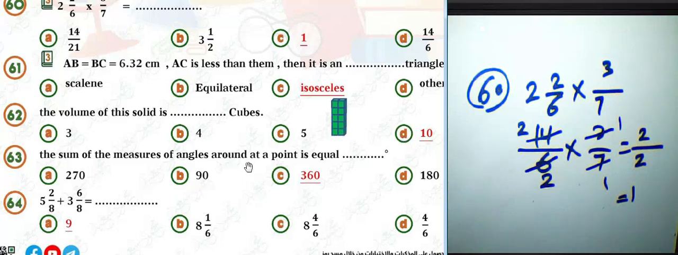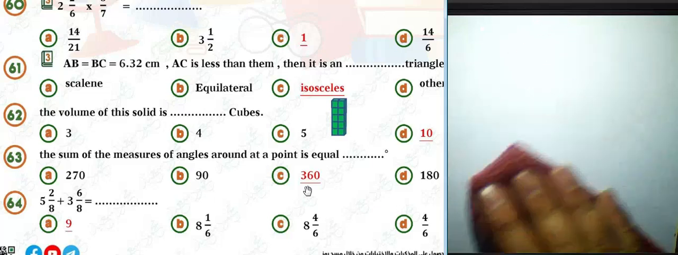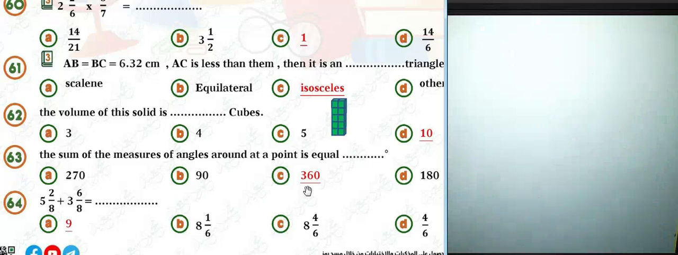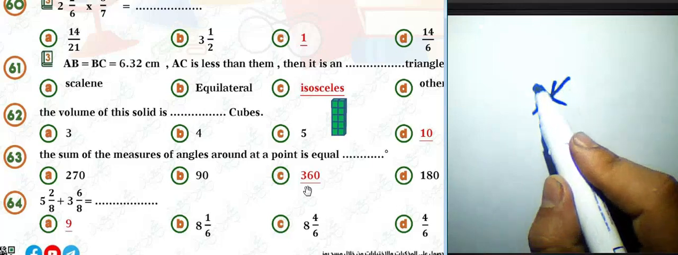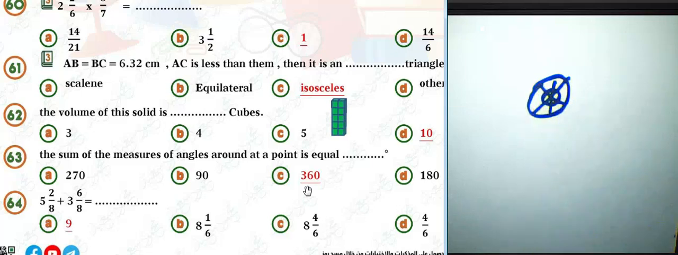The sum of measure of angles around the point equals 360 degrees. Okay, 360 degrees. Or he can ask you another question. The sum of interior angles of a quadrilateral equals 360, or the sum of cumulative angles about a circle, this point, these angles, the measure of them equals 360 degrees.